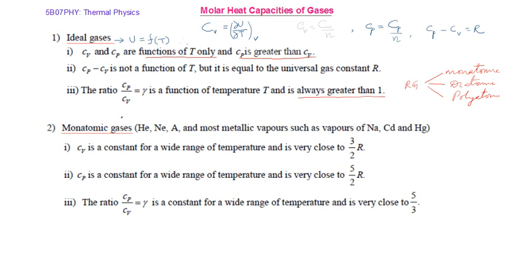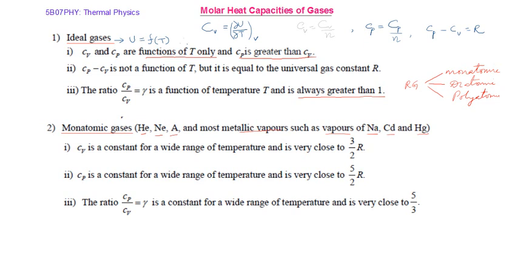For monatomic gases, we are taking some common examples like helium, neon, argon, and not only monatomic gases like these noble gases, but also most metallic vapors such as vapors of sodium, cadmium, mercury, etc.